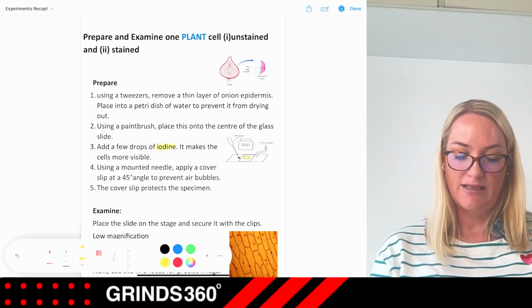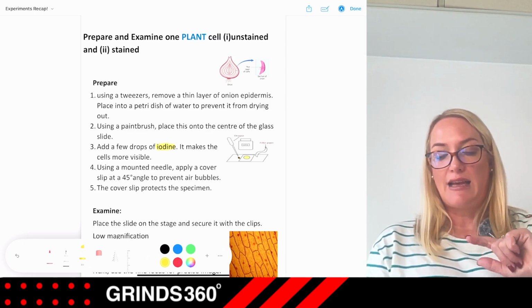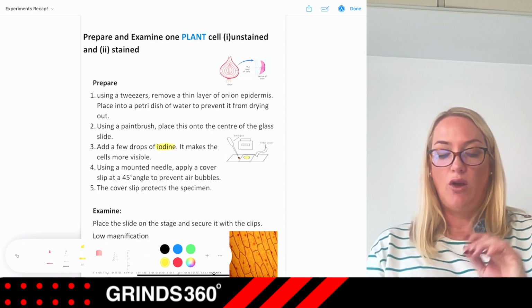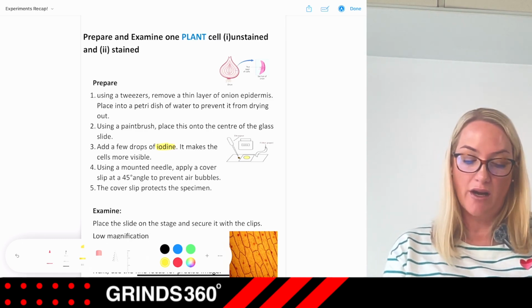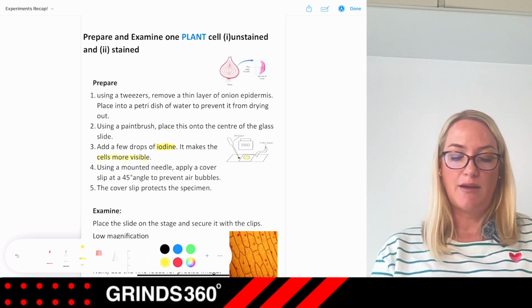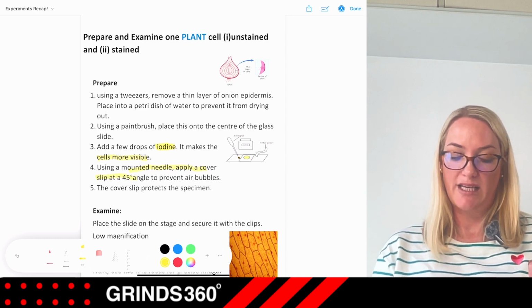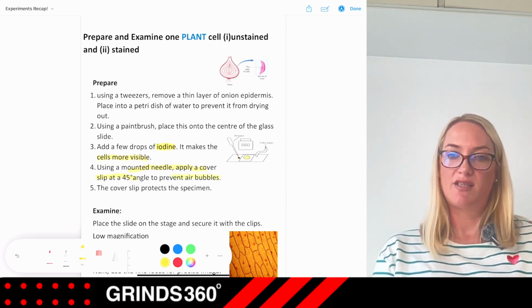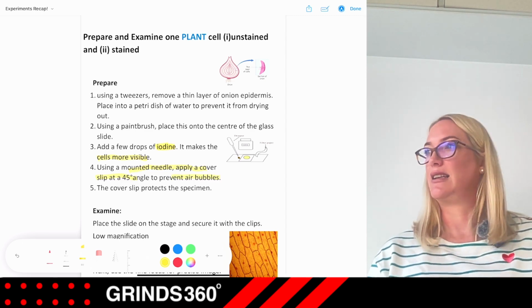So this is important. They may ask you, what's the stain that you use to look at plant cells under a light microscope? Why do you use this stain? So the nucleus will appear darker, and the iodine makes the cells more visible. How do you apply your cover slip? Using a mounted needle, apply at a 45-degree angle. Why? To prevent air bubbles. What's the purpose of a cover slip? To protect the specimen and protect the lens.